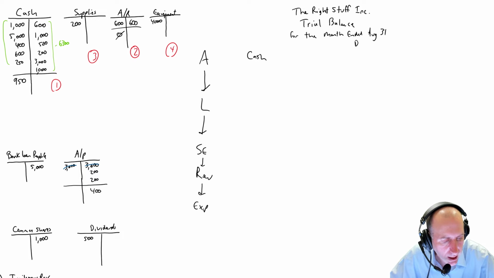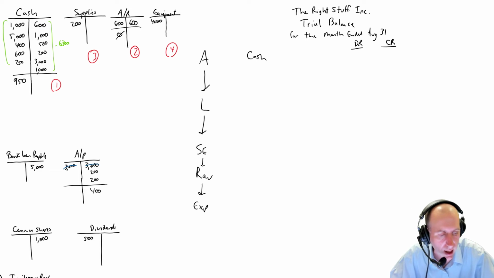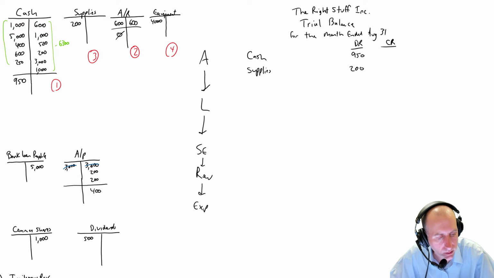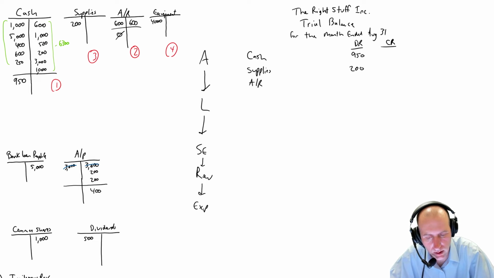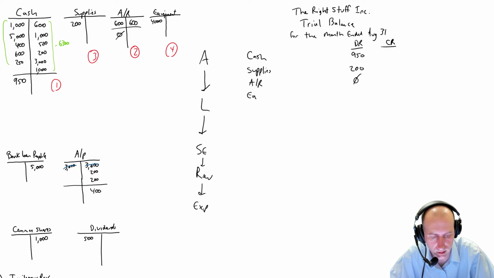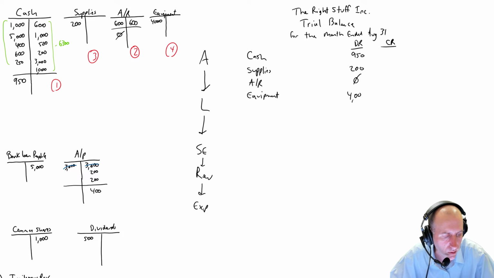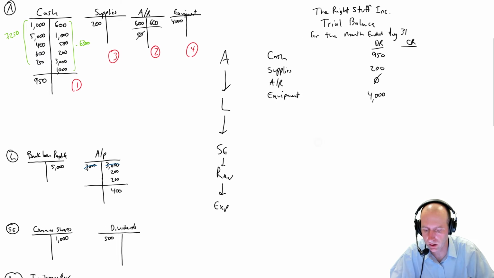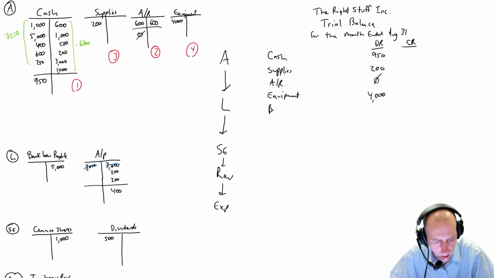And the only headings here are DR and CR, and you guessed it, for debits and credits. So our cash ended with 950, our supplies with 200, our accounts receivable 0. So actually we don't even need to include it, but it's fine to include it as well. Equipment 4,000. There's our assets. Moving on to liabilities, we got the two. We got the bank loan and we got accounts payable.